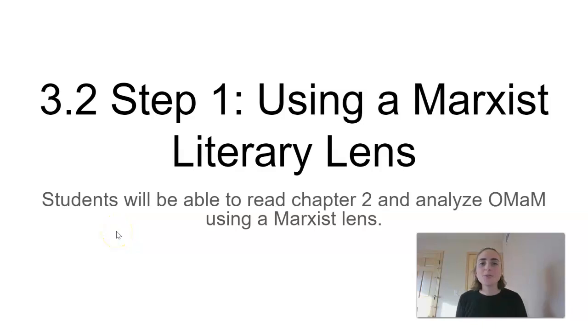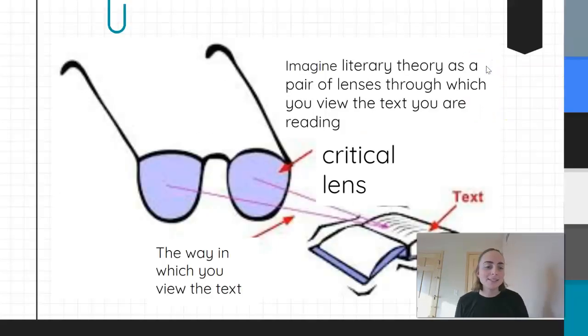Hi everyone, welcome to video 3.2. We are going to be talking about using a Marxist lens today, and our objective is that you will be able to read chapter 2 and analyze the book Of Mice and Men using a Marxist lens. So let's talk about what the heck that means.